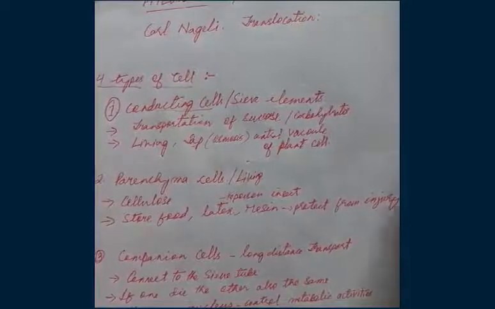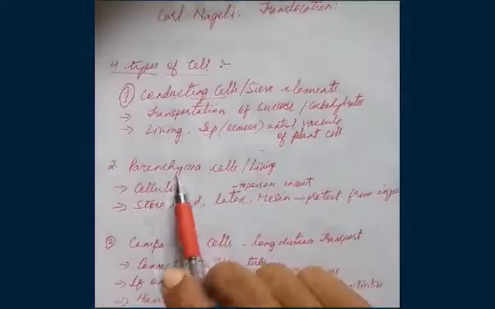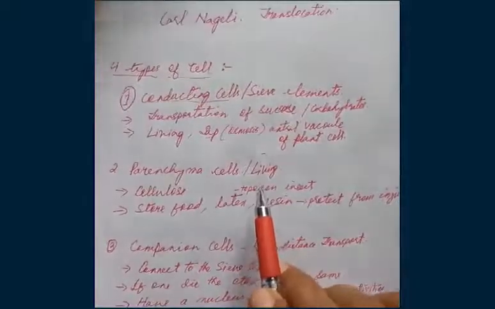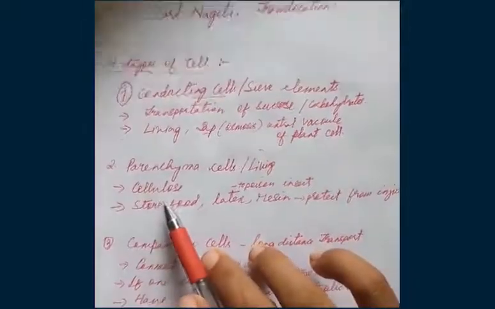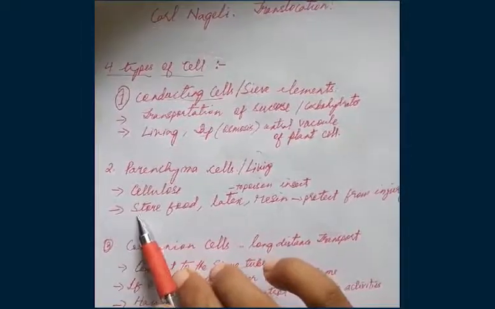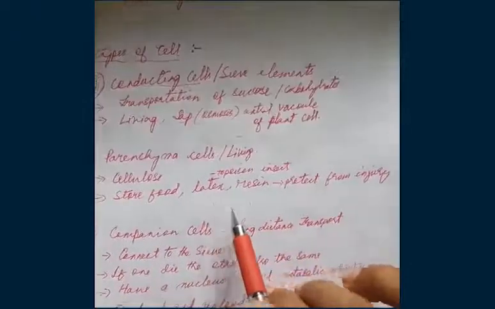Okay, then now let us move to the second type of phloem cells, that is the parenchyma cells. This one also is living. These cells are composed of cellulose. The function, number two, is to store food. Then it contains latex and resin.